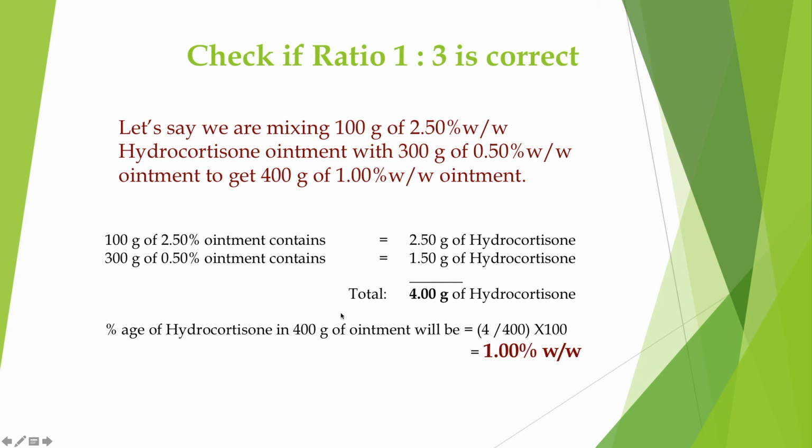So we have 4 gram of hydrocortisone in 400 gram of the ointment. So the percentage will be 1%. So this is a very simple calculation.